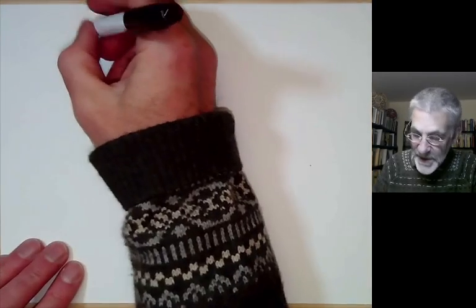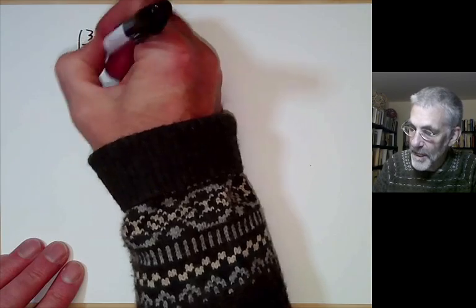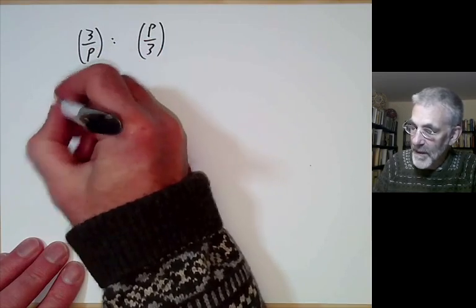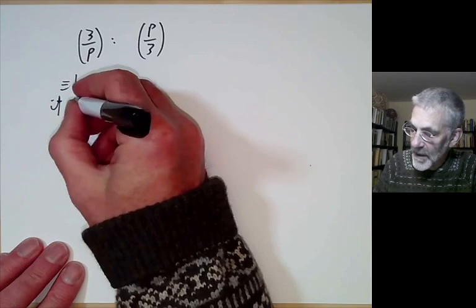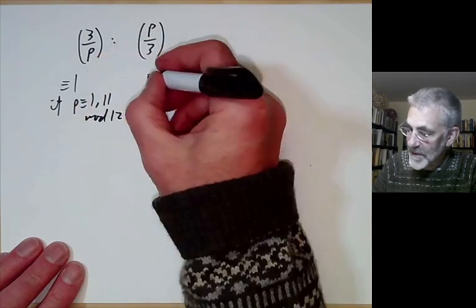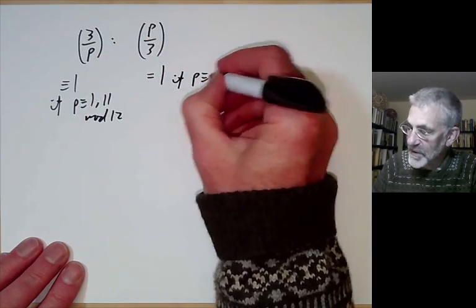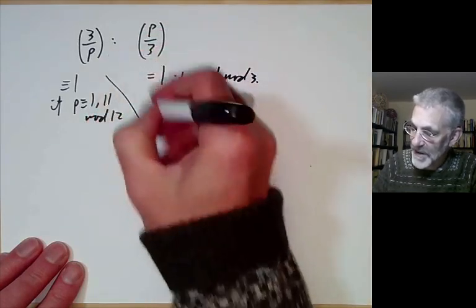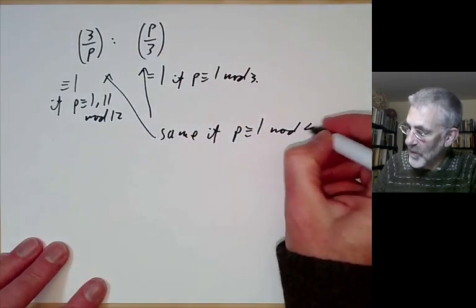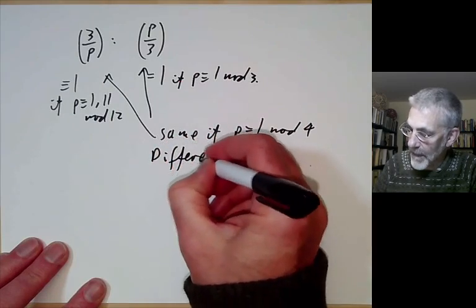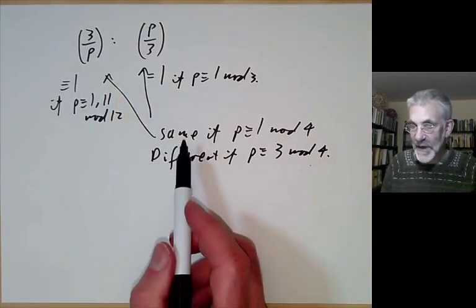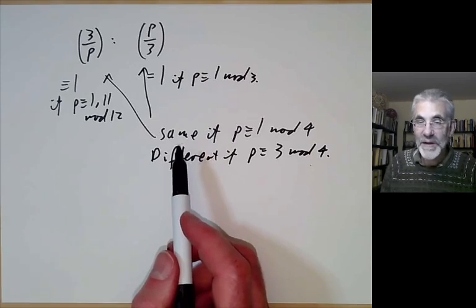By the way, we will just notice that if we compare (3/p) with (p/3), we see that this is congruent to 1 if p is congruent to 1 or 11 mod 12, and this is equal to 1 if p is congruent to 1 mod 3. So we see that these two things are actually the same if p is congruent to 1 mod 4 and different if p is congruent to 3 mod 4. This will actually be a special case of the law of quadratic reciprocity that we're going to discuss next lecture.